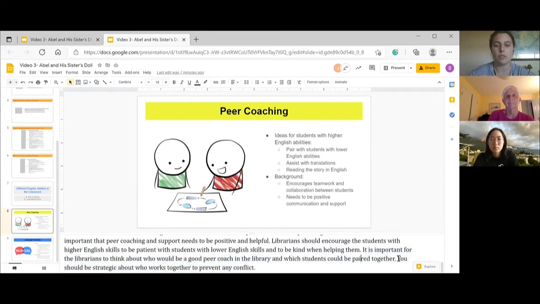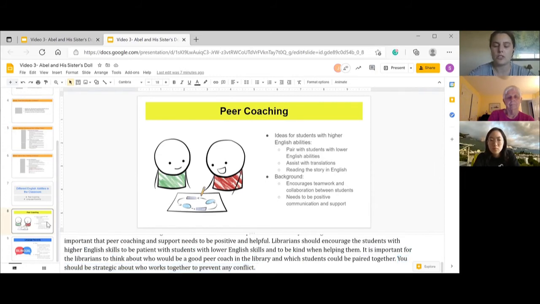So, you should be strategic about who works together to prevent any conflict. You know, kids have a lot of social dynamics, so you don't want to be pairing students who maybe just had an argument at school or things like that. So really being strategic about who is placed together will help make the peer coaching a lot smoother and more effective.